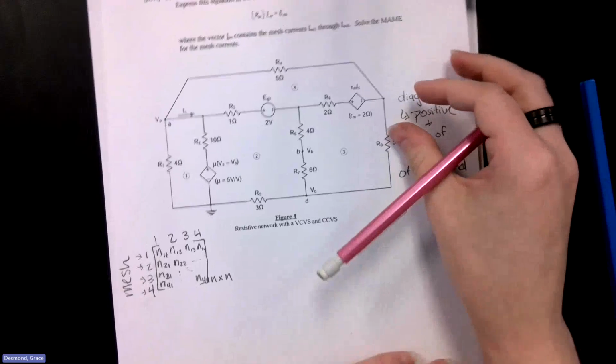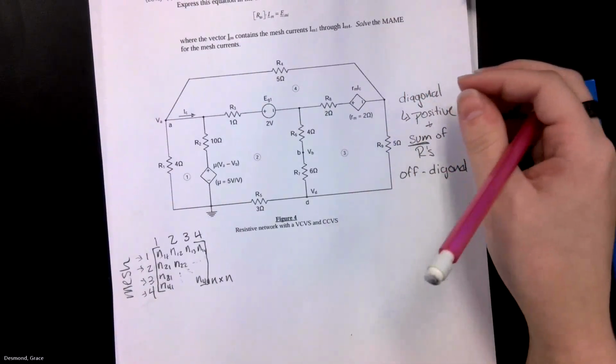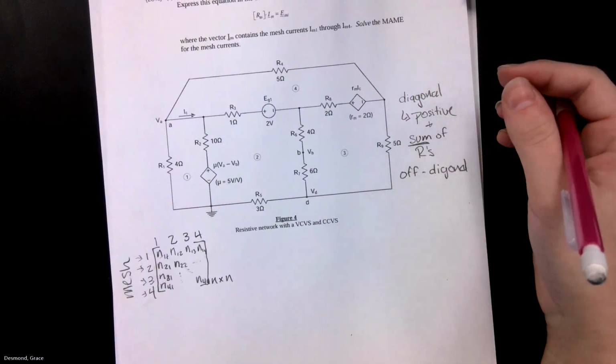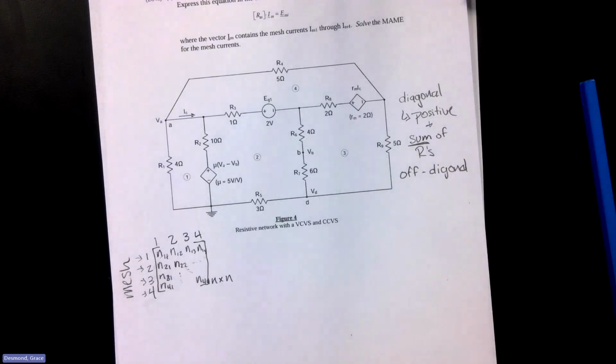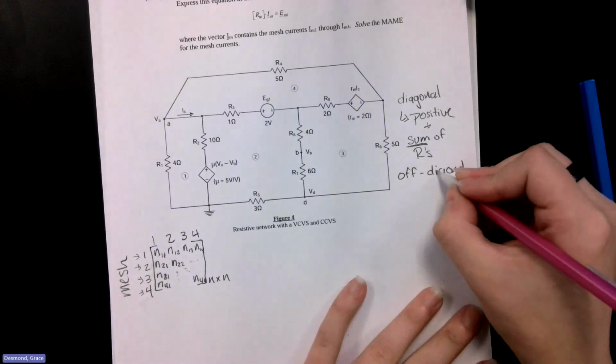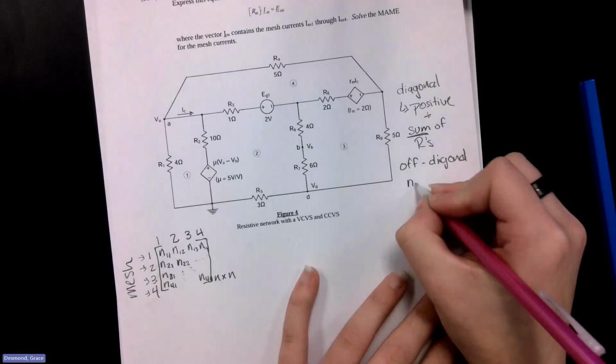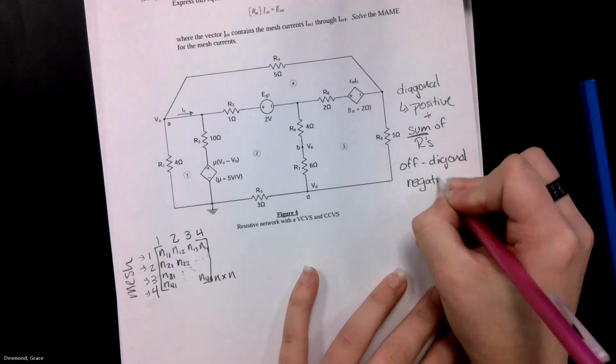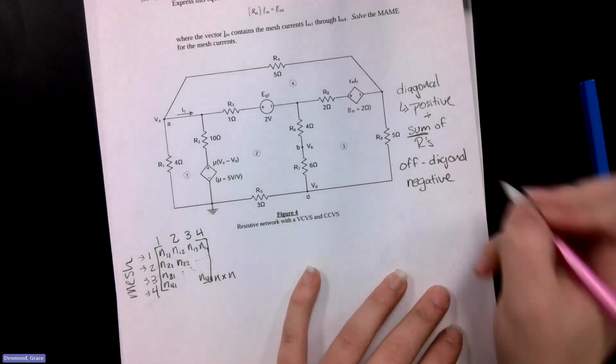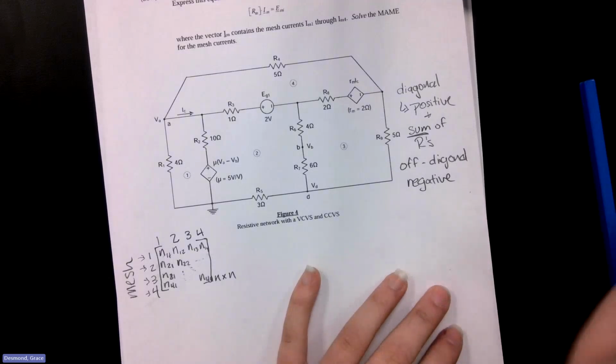Yes, but literally in the mesh. It's a trick question. Everything that isn't the diagonal is off diagonal. That's all that means. So the off diagonal, they are all negative. Always. They're always negative. That's all you need to remember.